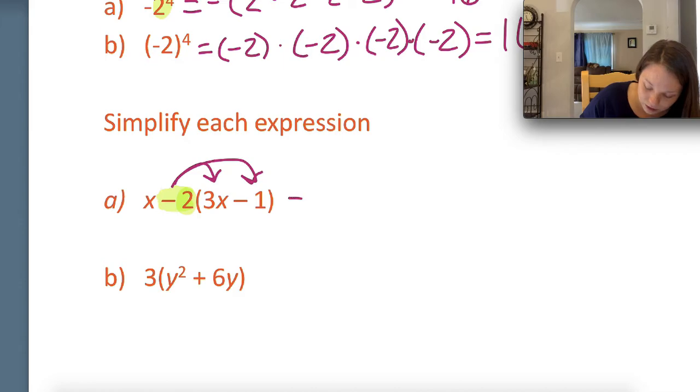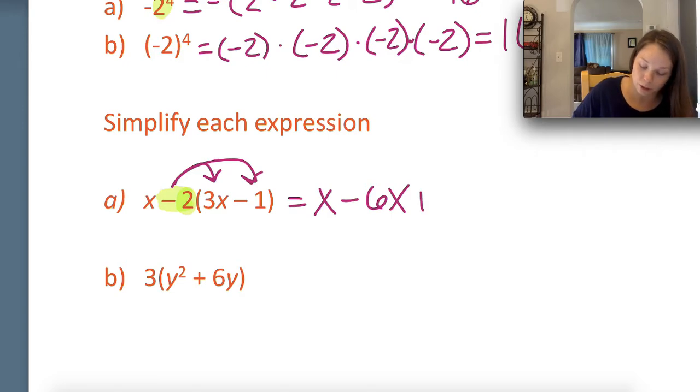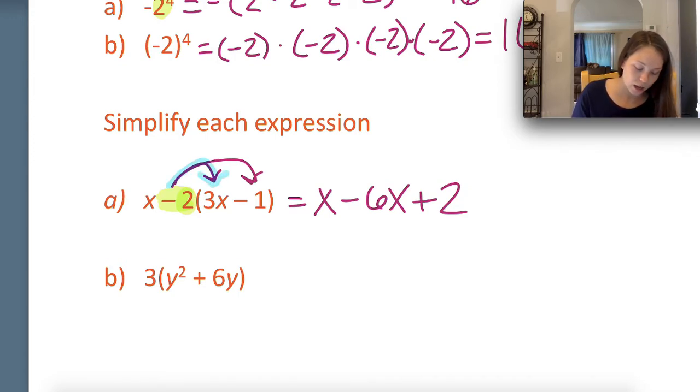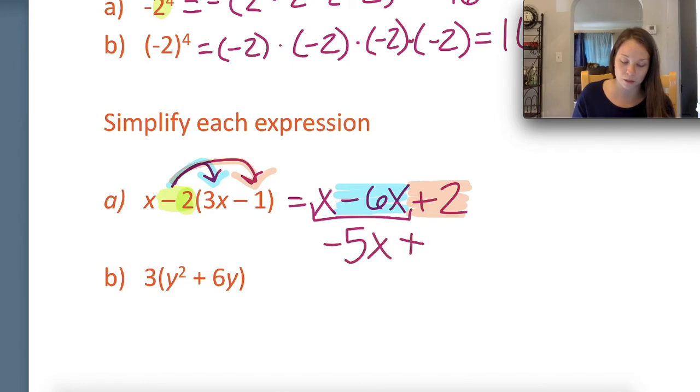So that will give us x. -2 times 3x is -6x. -2 times -1 is +2. So what I did here, just to color code things a little bit so it's easier to read, I took -2 times 3x and I got -6x. And then I took -2 times -1 and I got +2. Combining like terms from here, I have the two x terms I can combine. So I have x minus 6x, which is -5x, and then the +2 carries down.